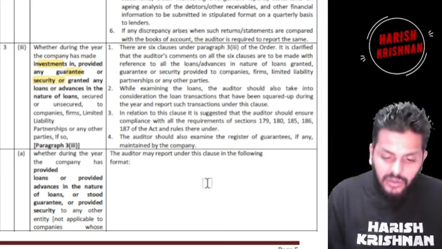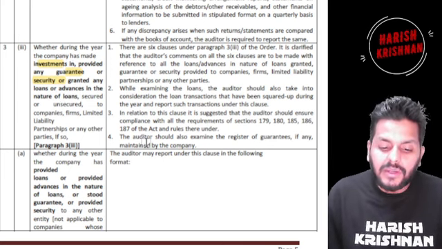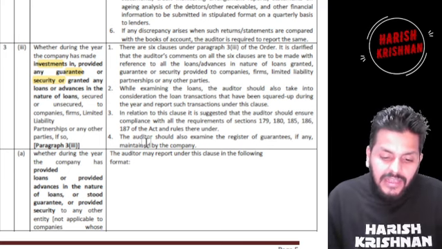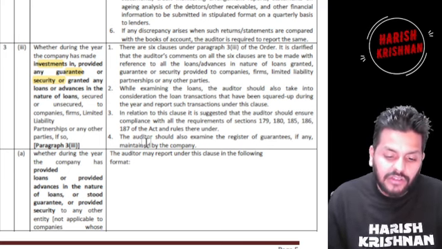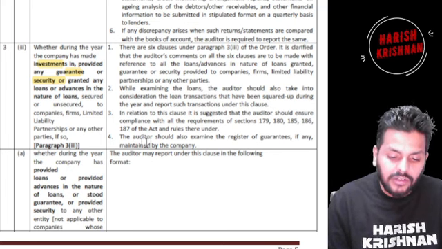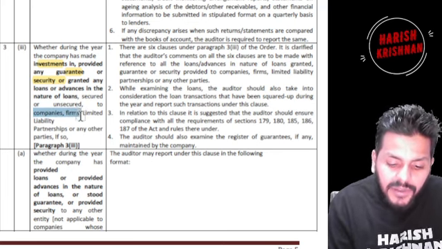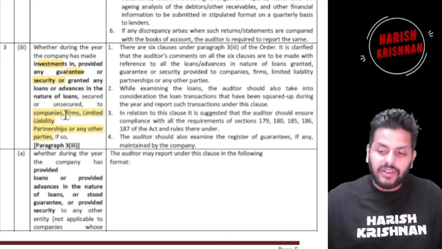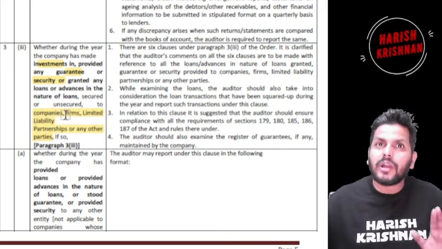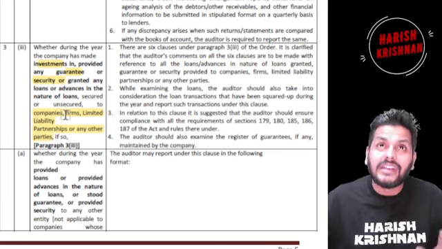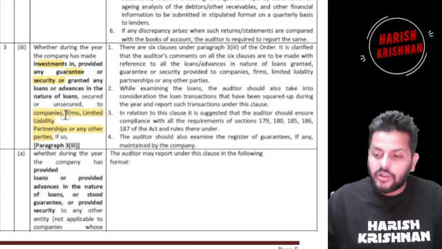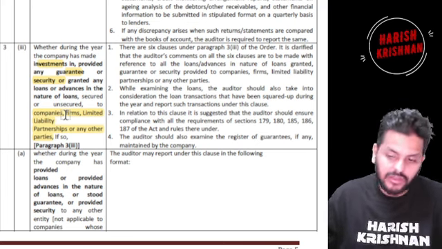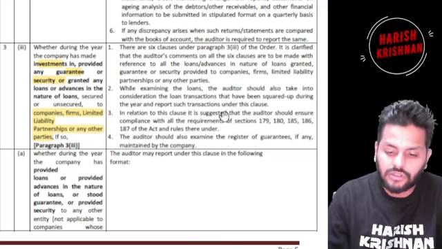But if you look at this now, it's very plain. It says whether during the year the company has made investments in or provided any guarantee or security or any loans or advances in the nature of loans, secured or unsecured, to firms, companies, entities or related parties. That's all. So that includes everybody and not just those people who are mentioned in the register under 189. So this is now not only talking about related parties, it is talking about everybody. That is the point where you have to watch out a little bit.